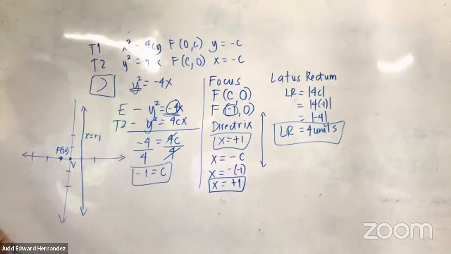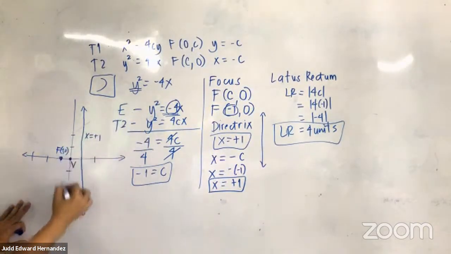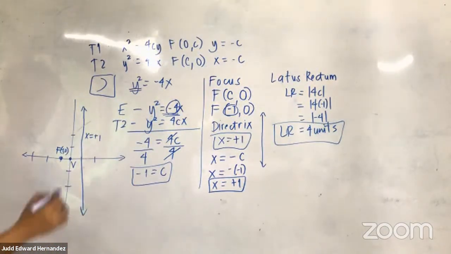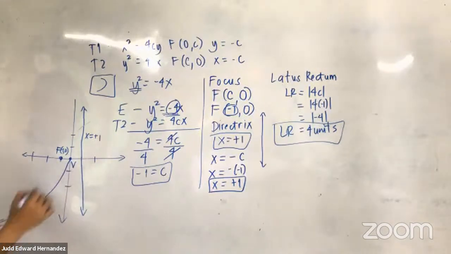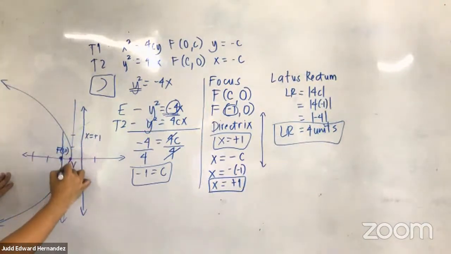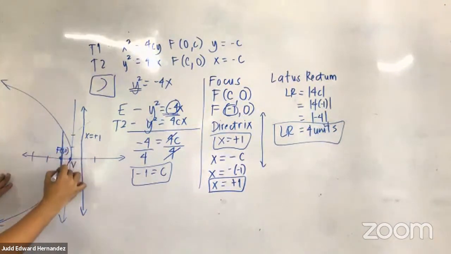If I draw a parabola opening to the right, will it hit the directrix? Yes or no? No. Okay. Therefore, our parabola is opening to the left. It should be clear now that our parabola is opening to the left. Is this the length of the latus rectum? Okay.